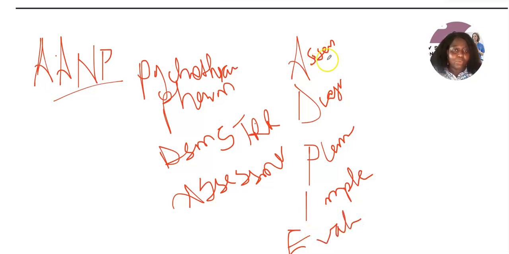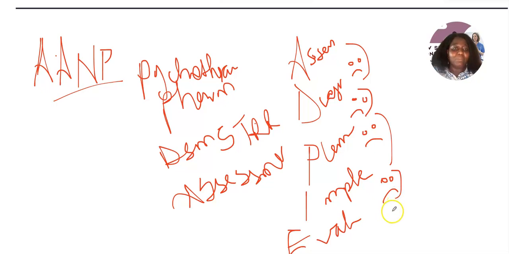So if you don't know how to assess your patient, you will not be able to diagnose correctly. If you do not diagnose correctly, guess what? You will not be able to make an effective and efficient plan. If you can't plan properly, there is nothing to implement. If there is nothing to implement, the patient is what? Dead or no result. So assessment is a huge deal.